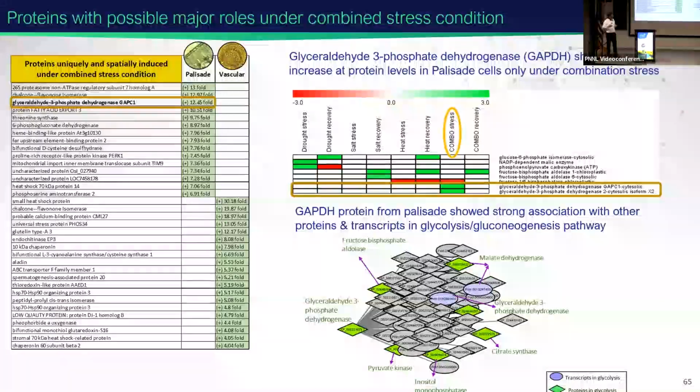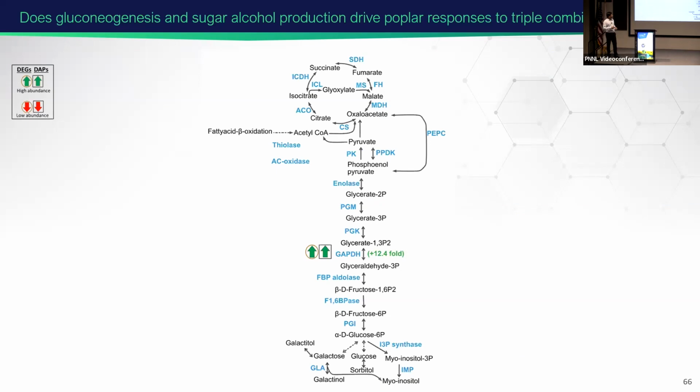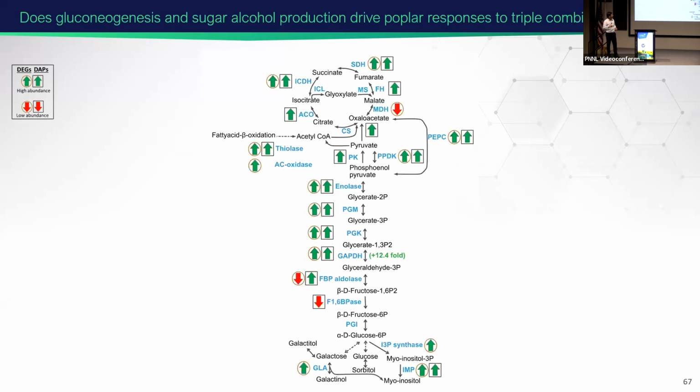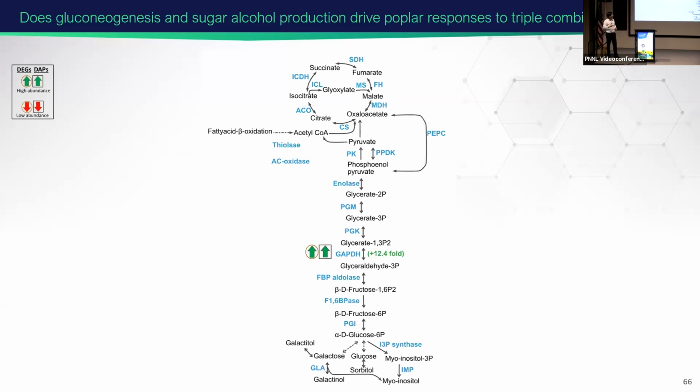What we saw was the other candidates in the central carbon metabolism were highly associated with GAPDH. In other words, if GAPDH changes, it's going to change the behavior or abundance of these enzymes as well. So when we put all this into a pathway map, this is the central carbon metabolism pathway where you can see glycolysis here, TCA cycle, sugar alcohol production here. And this is the enzyme we are talking about, which is GAPDH, which is upregulated at transcript level and protein level. At protein level, we have a much higher upregulation.